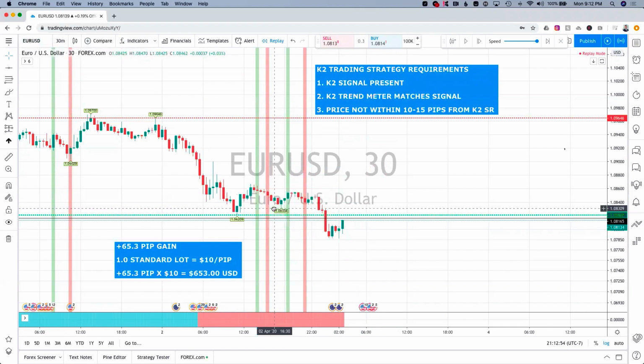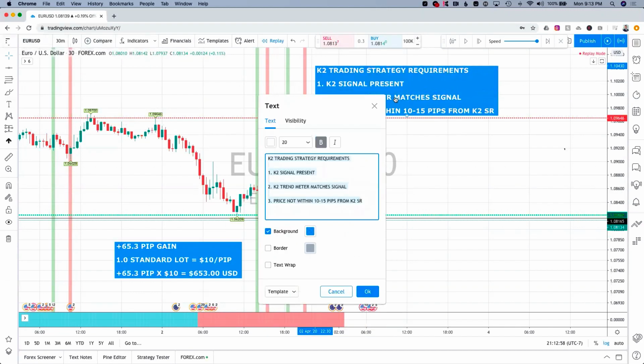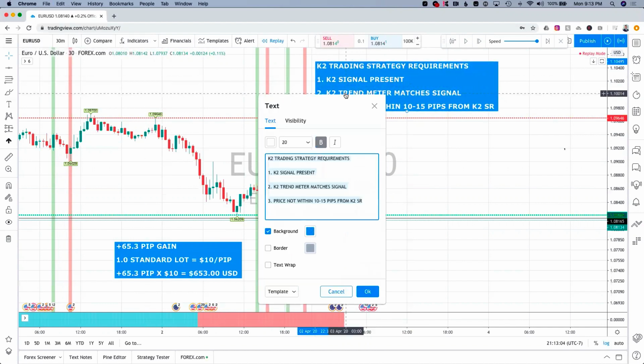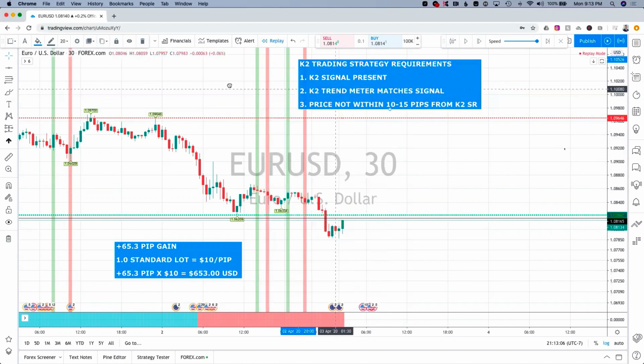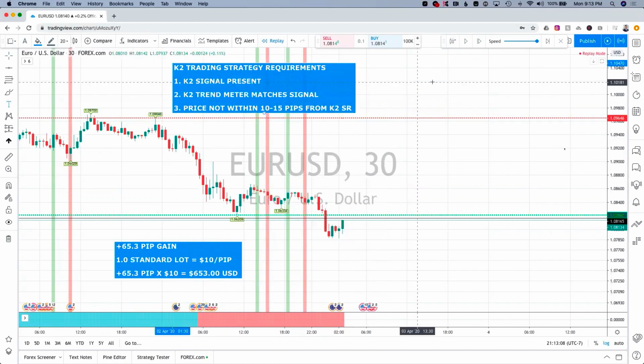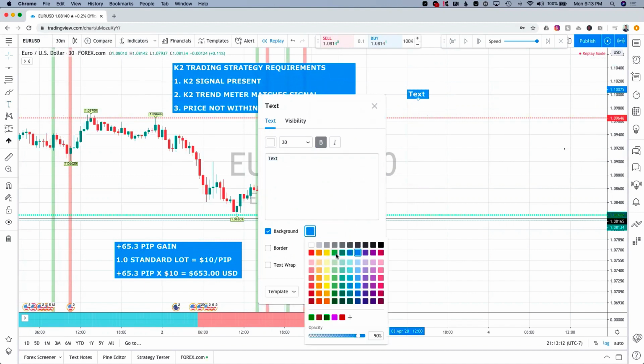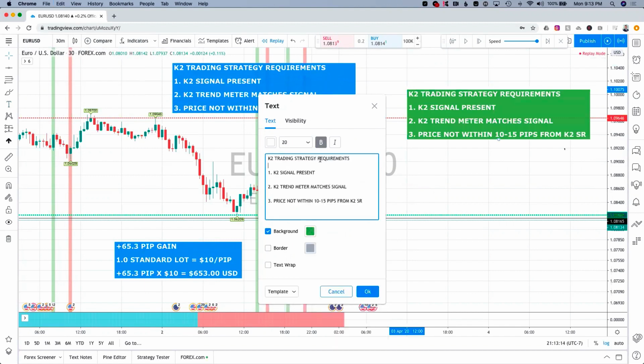The other strategy, the pullback strategy, is the same thing. So this is the original strategy. I'll just put these side by side with the pullback strategy. Let's color a different color. Green.